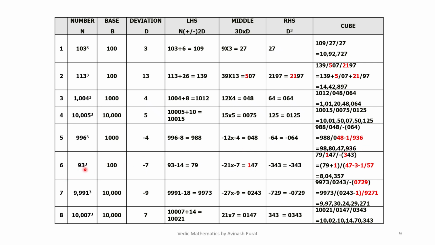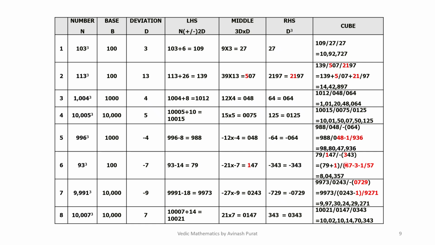Sixth example, 93 cube, base is 100, deviation is minus 7. LHS is 93 minus 14, that is 79. Middle term is minus 21 into minus 7, that is plus 147, and RHS is minus 343. So we get the cube 79 stroke 147 stroke minus 343.